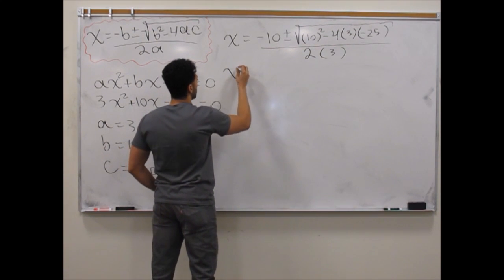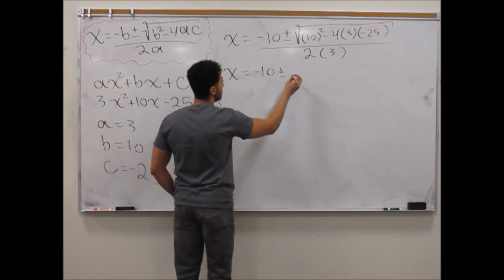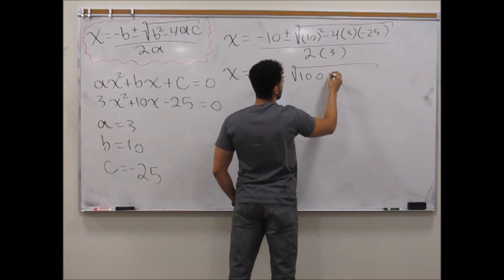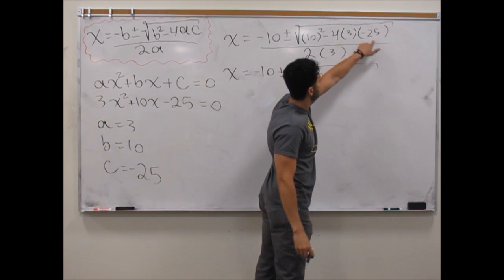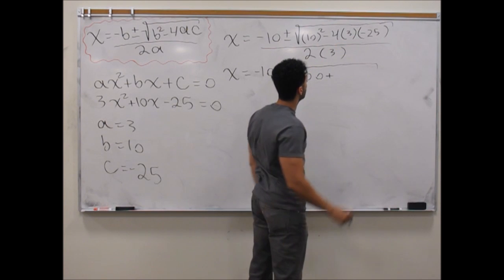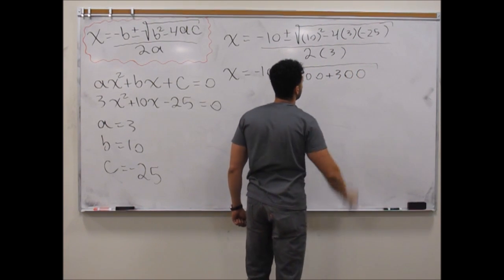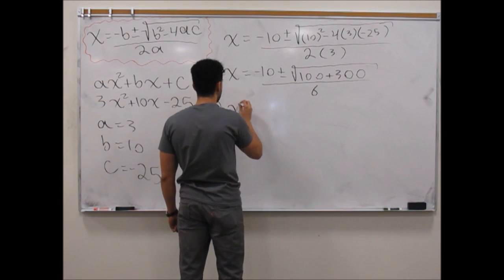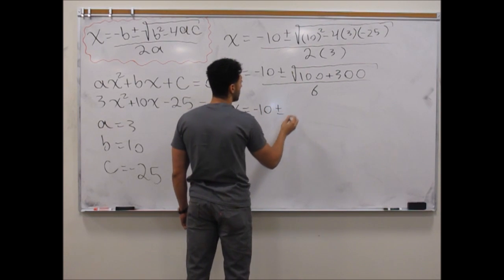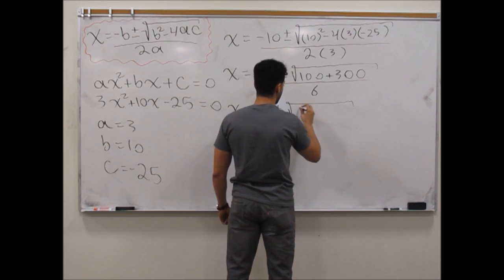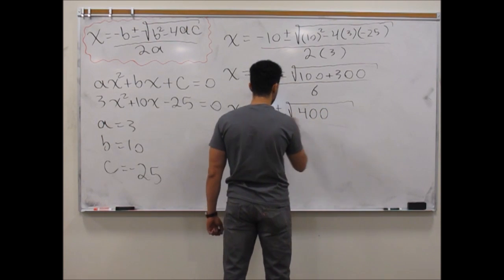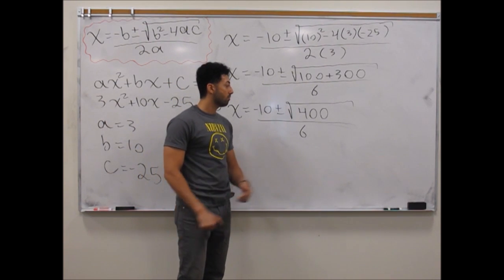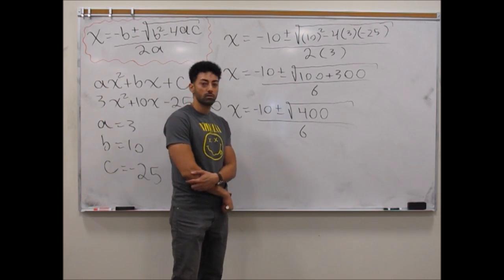Okay, so then we get x is equal to negative 10 plus or minus the square root of 10 squared is 100. 2 negatives make a positive. If you have 4 25s, you have 100. And then times 3 is 300. This is all over 6. Then we get x is equal to negative 10 plus or minus the square root of 400 all over 6. Now the square root of 400 is perfect, right? Yeah, it's 20, right?